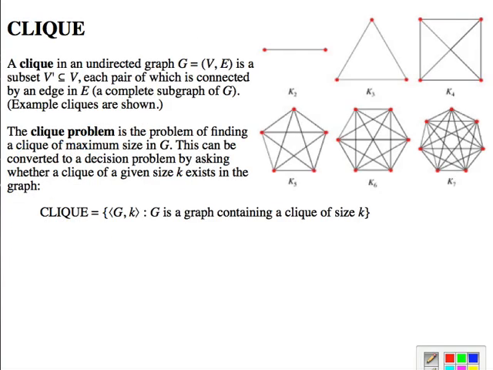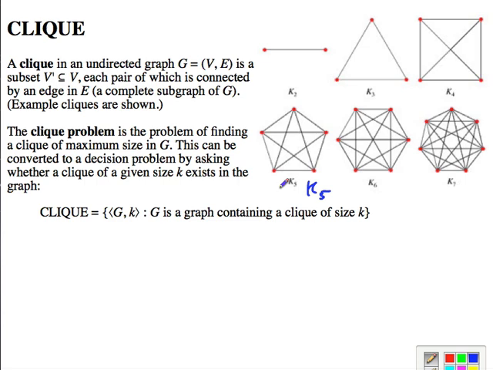Okay, now in the world of graph theory, a clique is a subgraph of a graph where every vertex in the subgraph is connected to each other. And here's a bunch of examples: a 2-clique, 3-clique, 4-clique, and so on. The clique problem is the problem of finding a clique of maximum size in a graph. And this has many applications in various domains.